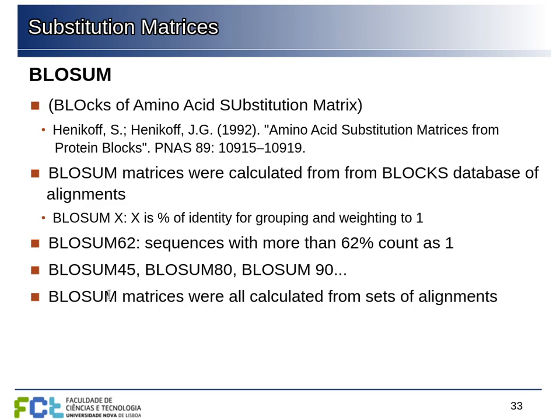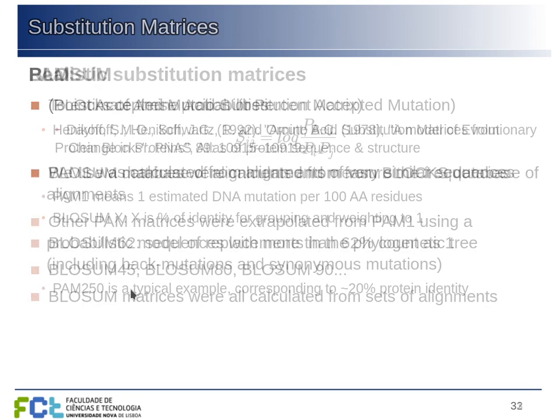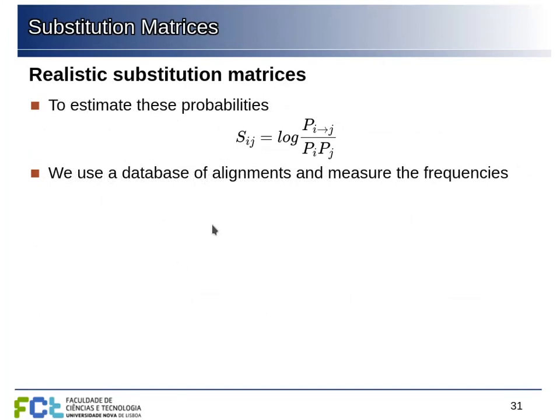And these were calculated from sets of alignments. If we have the alignment of a large number of sequences, we can count all of these substitutions that we find.